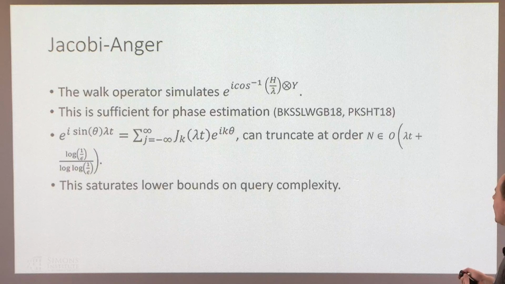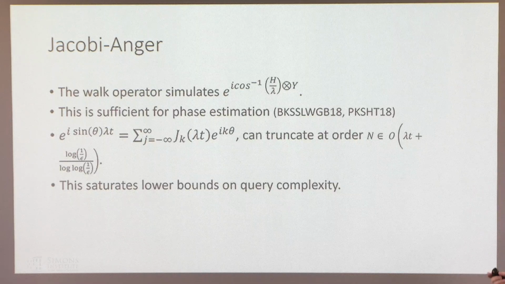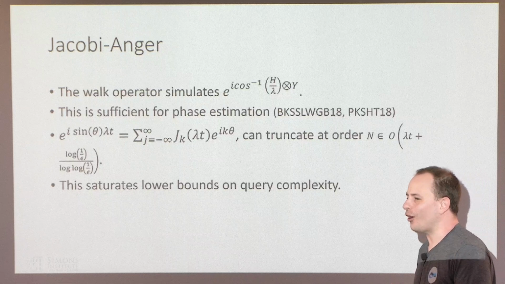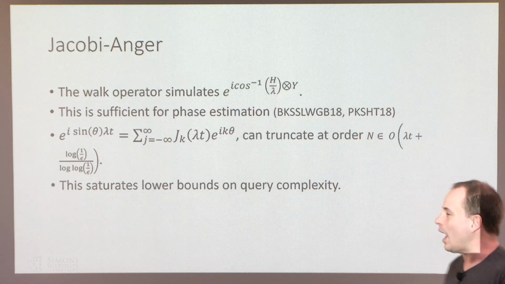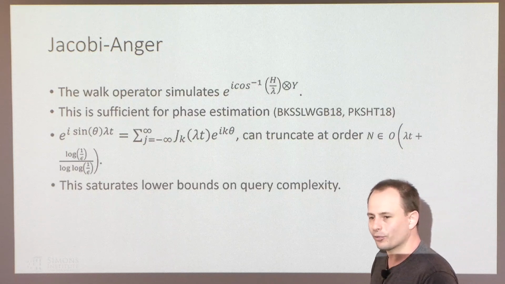I guess actually there's one other thing I should discuss, which is the order that you're truncating at. Basically, the cost of this, it turns out to be, is essentially just the order that you truncate this Jacobi-Anger expansion at. And this one over here is super awesome. The reason why it's super awesome is because it actually saturates the lower bound on quantum simulation. It scales linearly with the evolution time, and it scales additively with this part over here, which exactly matches the lower bounds that we know for quantum simulation.